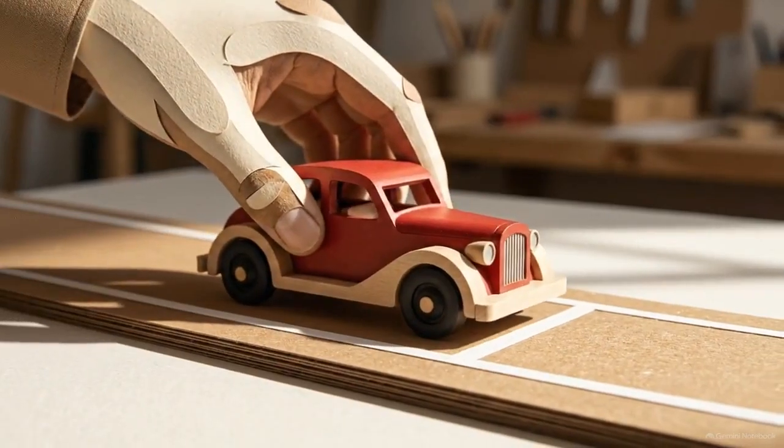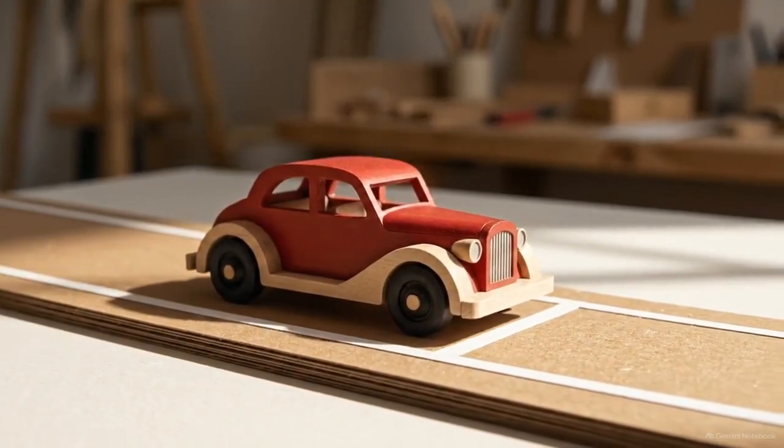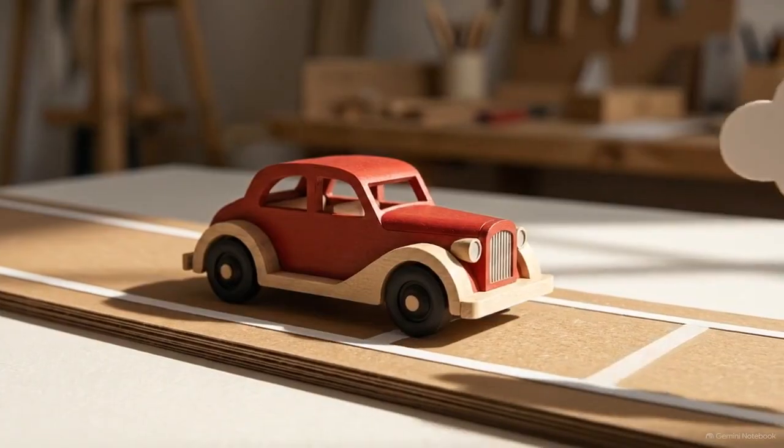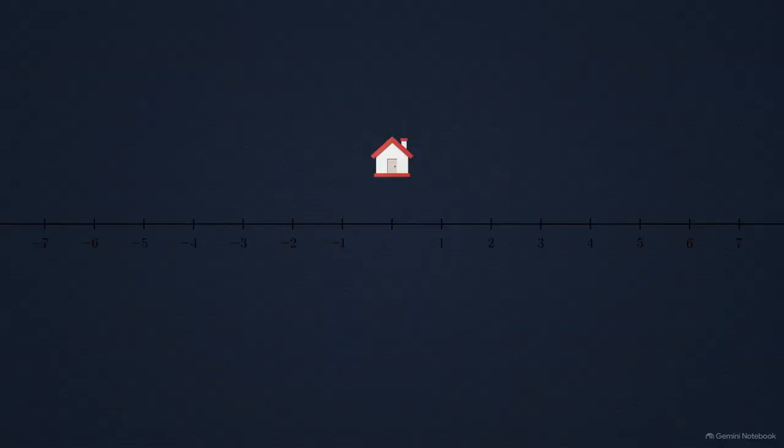Imagine you have a toy car on a straight track. Let's call the starting point 0, your home. If you drive to the right, you are going in the positive direction. If you throw it in reverse and drive to the left, you are going in the negative direction.